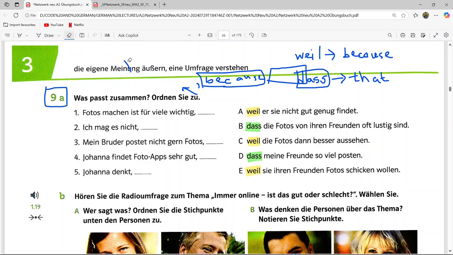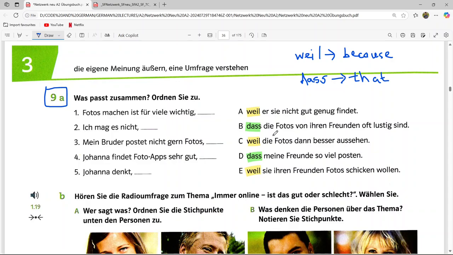Okay, so let us solve. One thing you have to notice, combining with weil and dass, the first sentence, the Hauptsatz, ends with a comma. Okay, and the verb is conjugated at the very end. Like this, that while it is weil, and then at the very end the verb is moved. Thus at the very end the verb is moved.